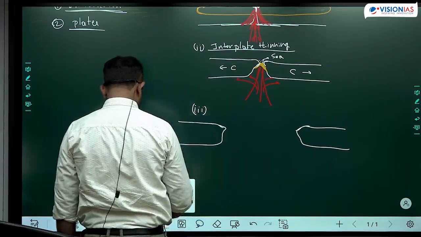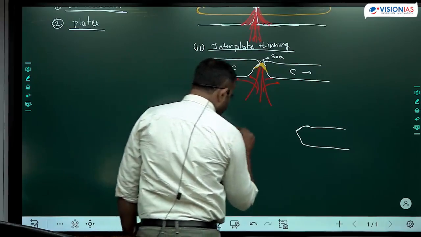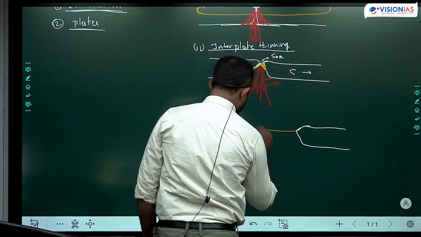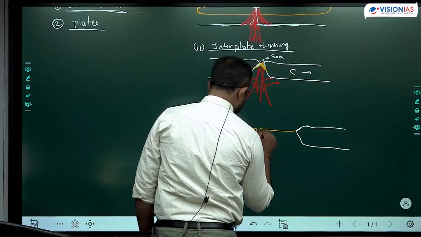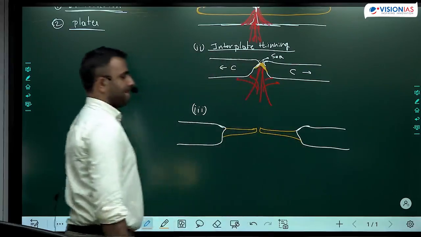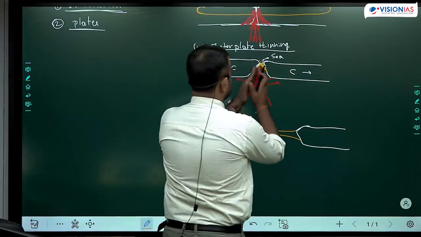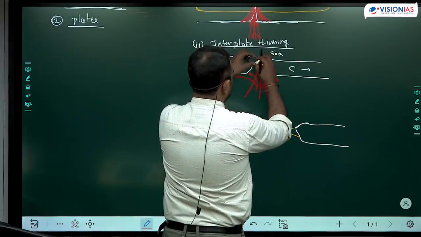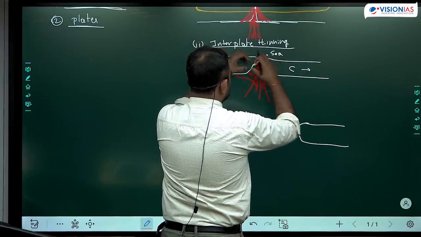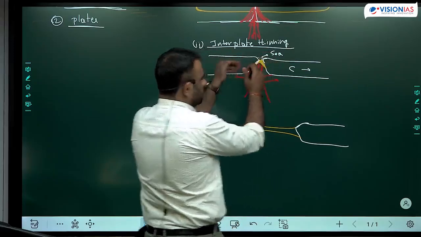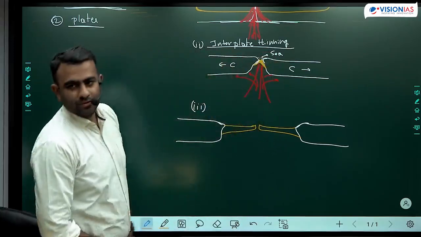Why? Because in between, a new sea floor is building up. Because here the magma is rising up and it is cooling here and solidifying and pushing both the sides continuously apart, right? This pushing will cause them to move away. In between, the magma is continuously cooling and solidifying, building the oceanic floor.